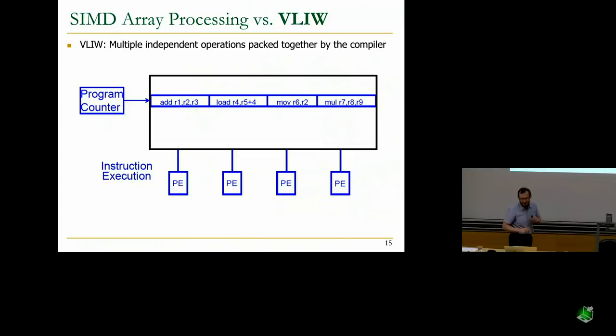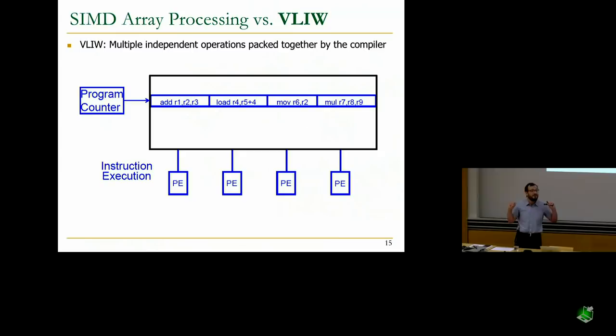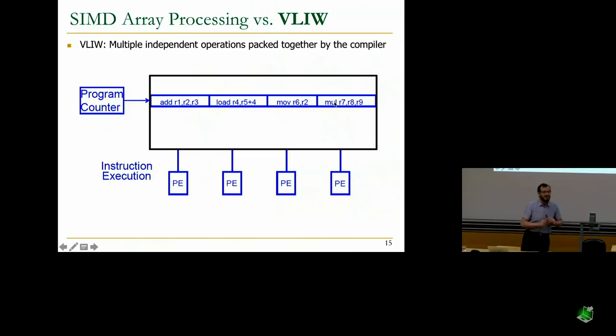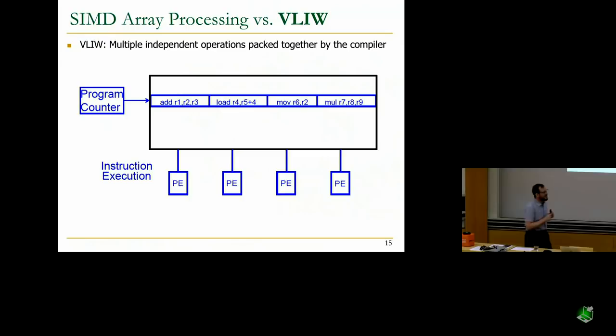So this was VLIW. If you remember VLIW, we had an instruction bundle. When you fetch an instruction, you're really fetching multiple operations. But those multiple operations have to be completely independent of each other, though they can be different. This can be an add, this can be a load, this can be a move, this can be a multiply. You're exploiting instruction-level parallelism, or operation-level parallelism, with compilers packing instructions such that they're independent, and that's how you're exploiting parallelism over here.